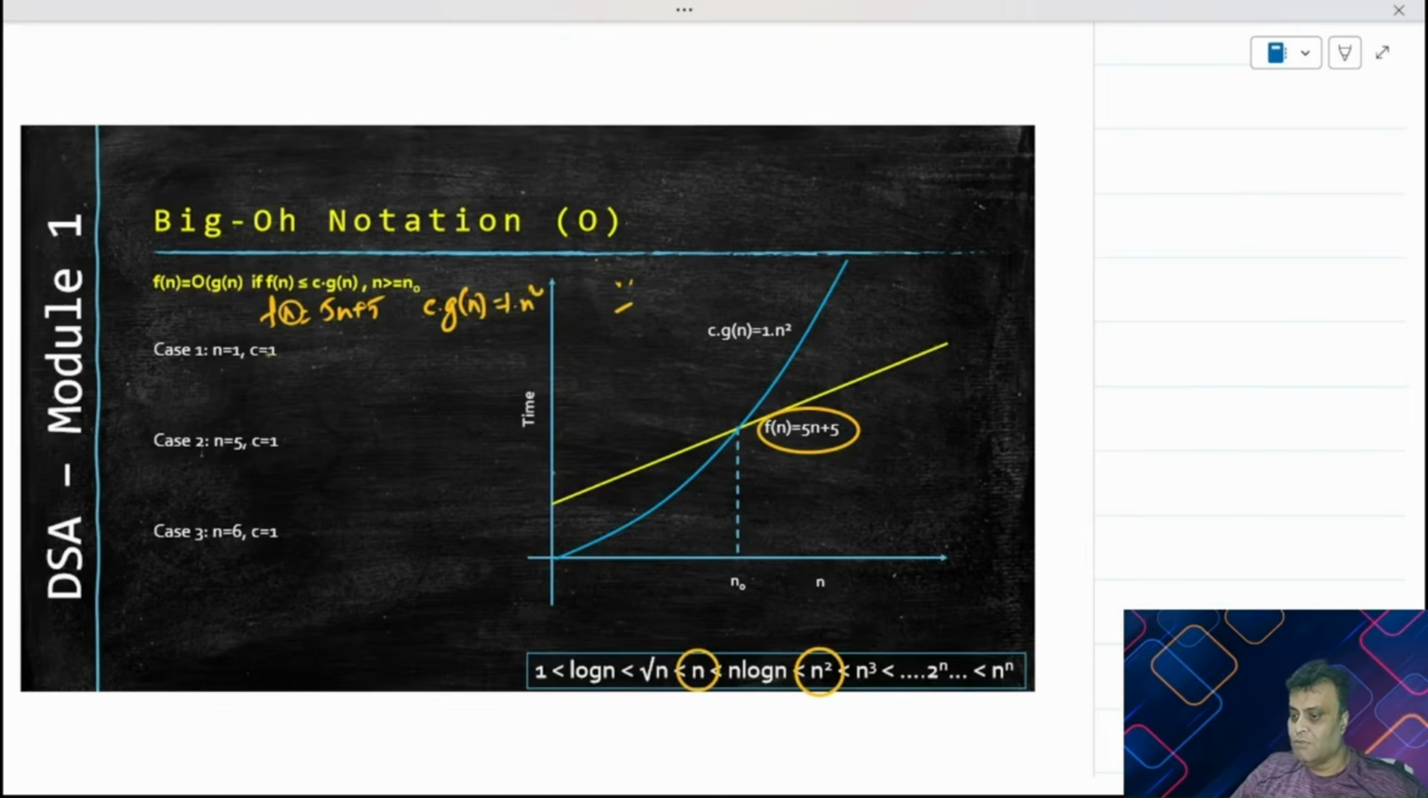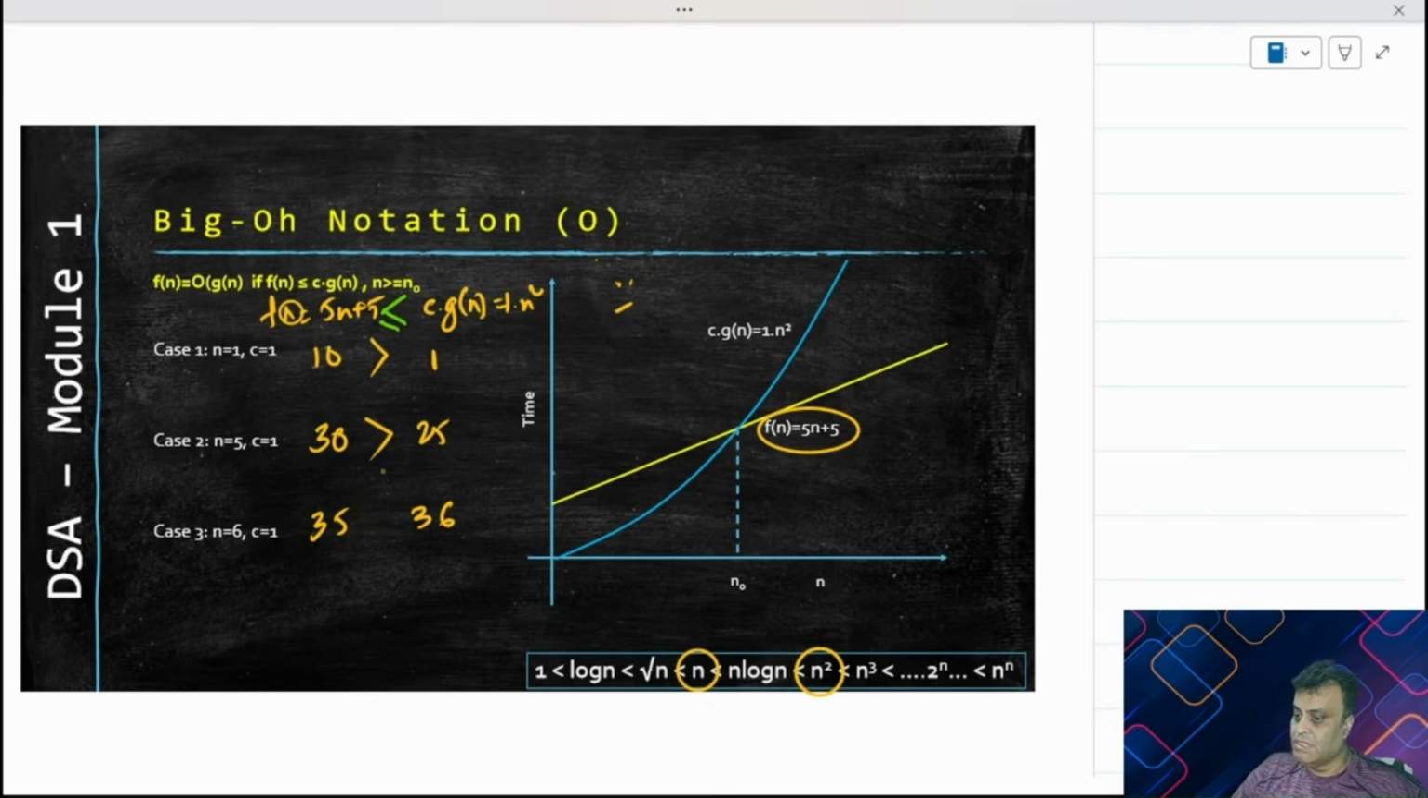Now with the value of n equal to 1, I have 10 here. And what do I have to prove? Let's not miss that. I have to prove that Cgn is going to be greater. So with the value of 10 on the left side, on the right side, for n equal to 1, I will have 1. So this is greater. When I take n equal to 5, it is 5 5s are 25 plus 5, 30. On the right side, I get 5 square, which is 25. So this is still greater. When I take n equal to 6, this becomes 35. But this becomes 36 because we have 1n square.